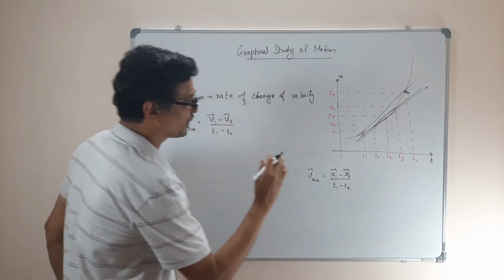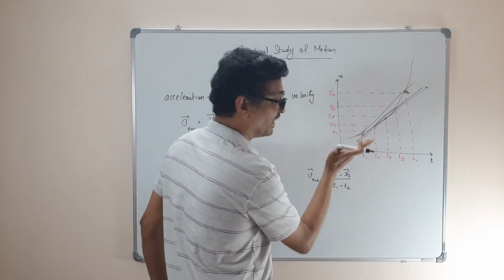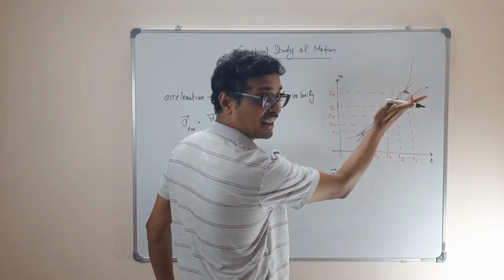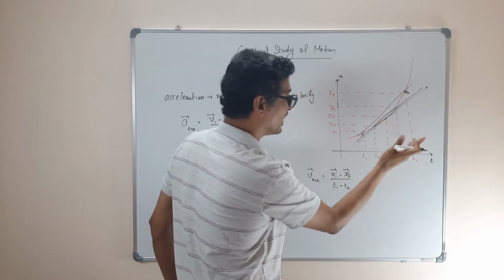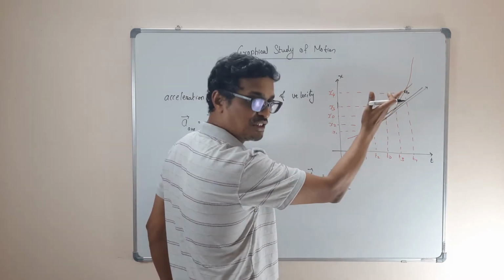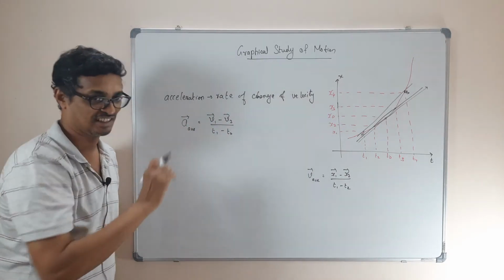So from here, what is the average acceleration? Take the instantaneous slope at t1, that is v1, and the instantaneous slope at t2, that is v2. That v1 minus v2 by t1 minus t2 is the average acceleration.